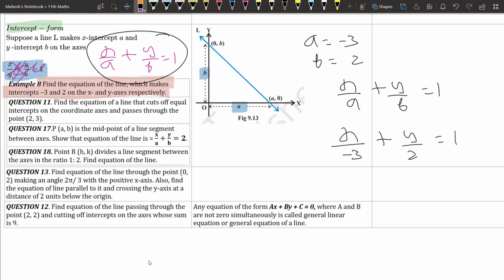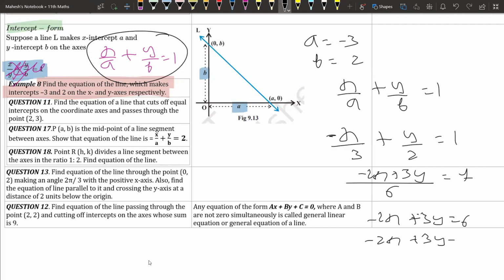Instead we should do it like this. Let's keep minus in the numerator to avoid any confusion. The LCM is 6. This is minus 2x plus 3y is equal to 6. Or I can write minus 2x plus 3y minus 6 is equal to 0. This is how this example 8 can be done.